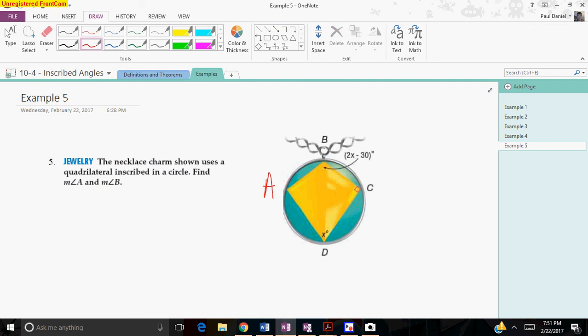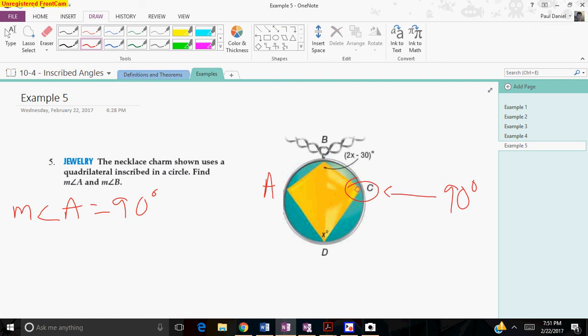So let's look at angle A first. Remember, what I know about a quadrilateral is the angles in the quadrilateral must be supplementary. Angle C, right over here, if you can't tell, has a little right angle mark in it, so that one is 90 degrees. So that means angle A must also be 90 degrees, because they need to add up to 180.